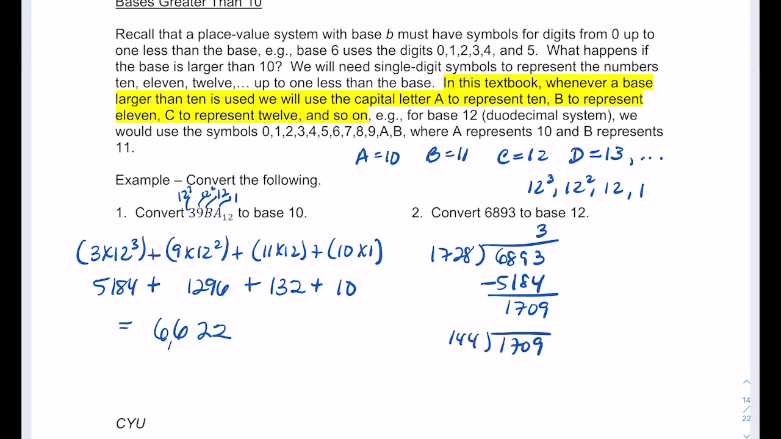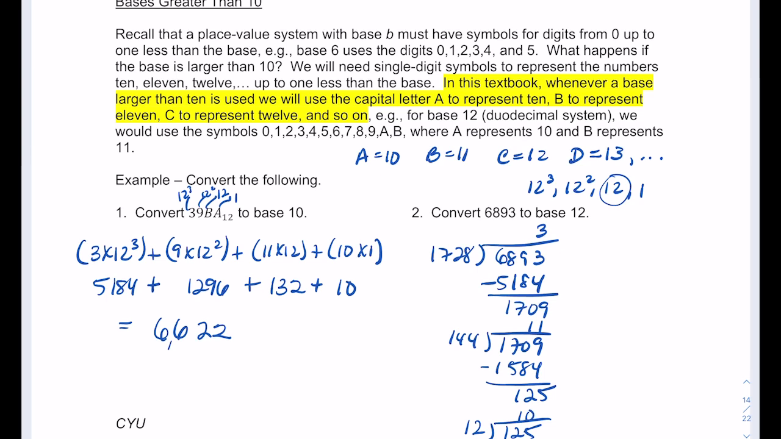And 144 divides into 1709 11 times. Okay, 11 times 144 gives us 1584. And then I'm going to subtract that, and I would get a remainder of 125. So the only one to check now is 12. 12 can go into 125. And 12 goes into 125 10 times. And there's a remainder of 5.